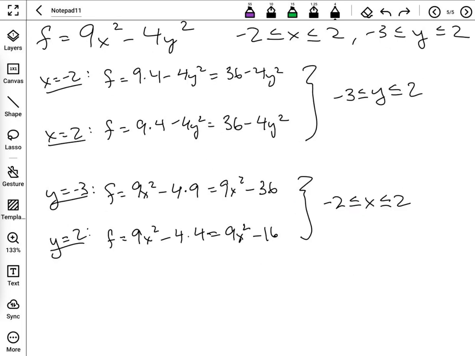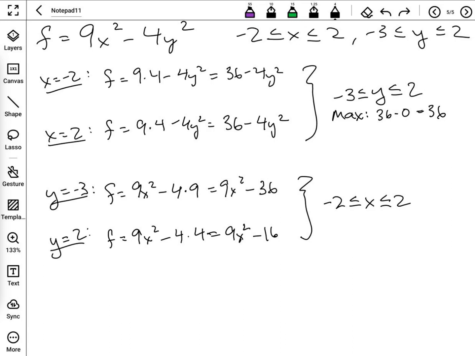So the biggest number I could possibly have, I have 36 minus a positive number because y squared is always going to be positive. So if I want to make this as big as possible, I'm just going to plug in 0 for y so that I don't subtract anything. That would give me 36. That's the biggest my number can possibly be.